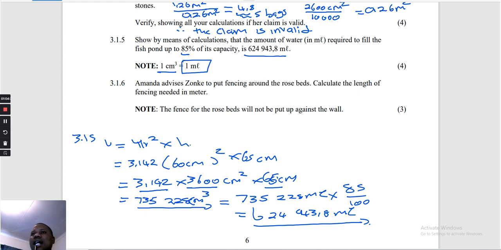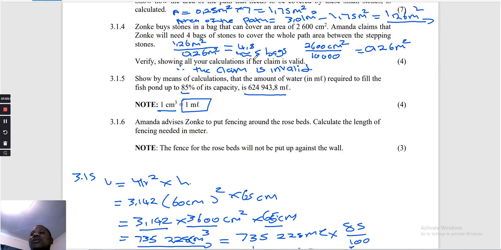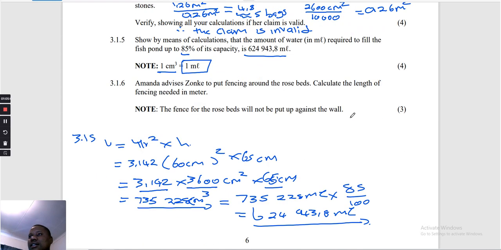Now they say, Amanda advised Zonke to put fencing around the rose beds. Calculate the length of the fencing needed in meter. The fence of the rose beds will not be put up against the wall. It means that they're only going to put it round, but it's not the full circle. It's a half circle. So how do we calculate the distance? They're telling me that you must calculate the circumference. So how do you calculate a circumference?